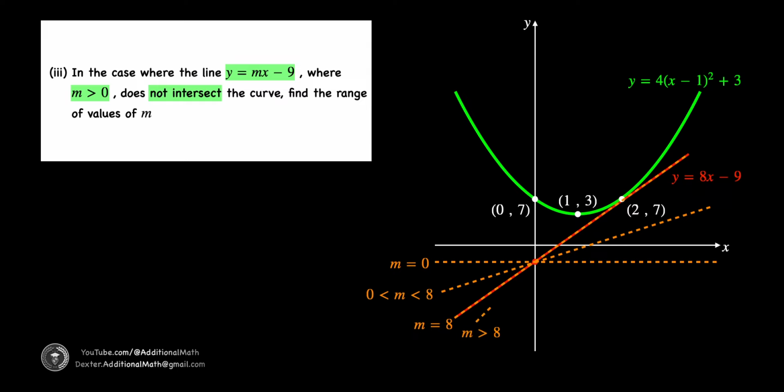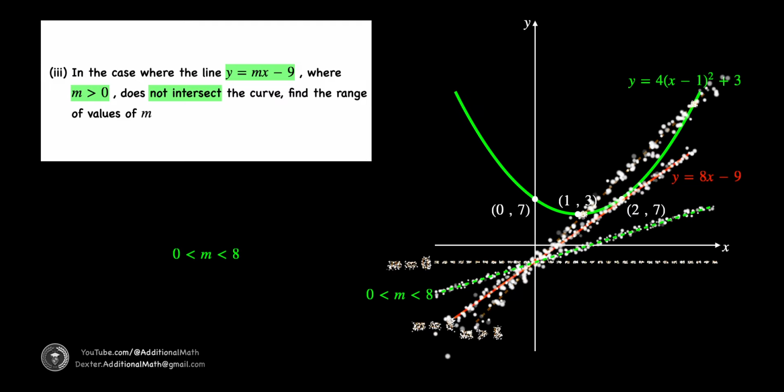The gradient now increases beyond 8. The straight line gets steeper in slope, and we can now see that there are two intersection points between the straight line and the quadratic curve. To answer the question where the linear equation does not intersect the curve, and the gradient m must be positive, m must be in between 0 to 8, not inclusive. And that's the answer to this question.